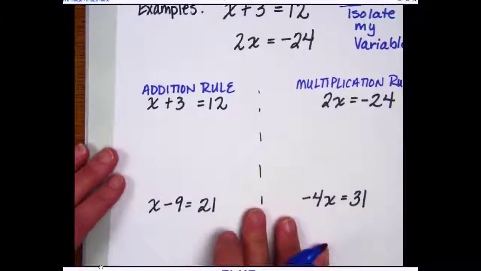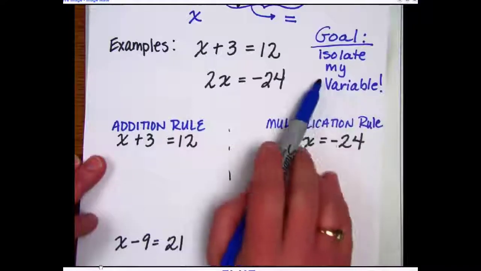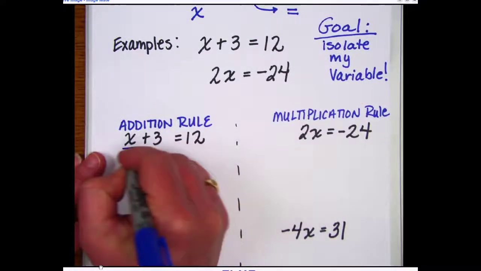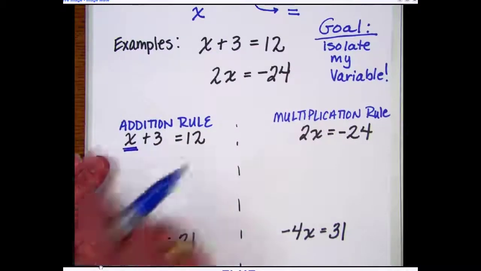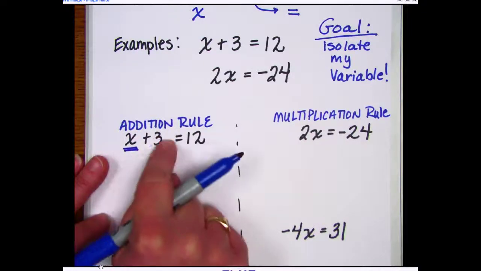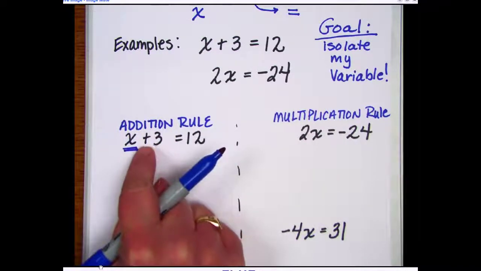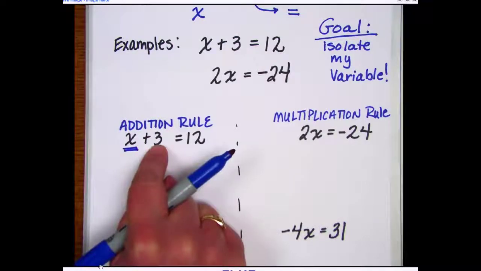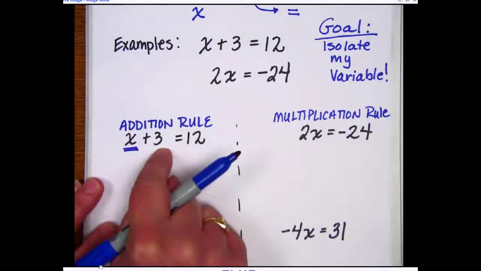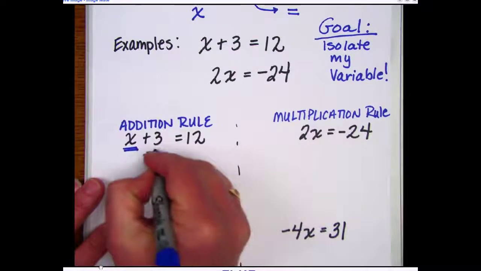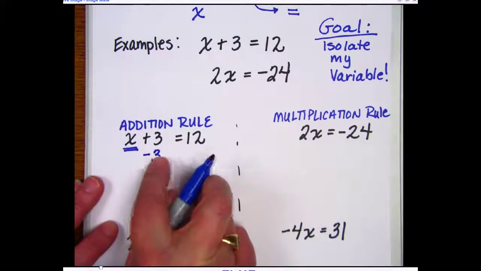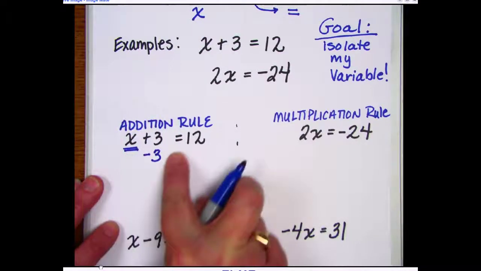Let's first look at the addition rule. Now remember your overall goal. You're going to isolate your variable. Here is my variable. I want it all by itself. Well, I see that I'm currently adding 3. I want to isolate it, so I want to get rid of a positive 3. How do we get rid of a plus 3? In other words, what would I add to positive 3 to make it 0? I would add a negative 3, or you can think about this as subtracting 3. In other words, we're going to zero this out.